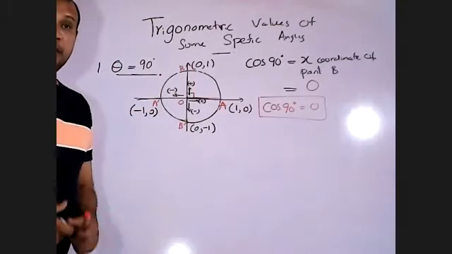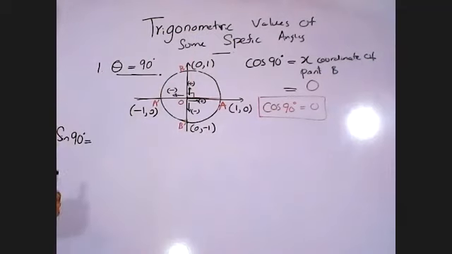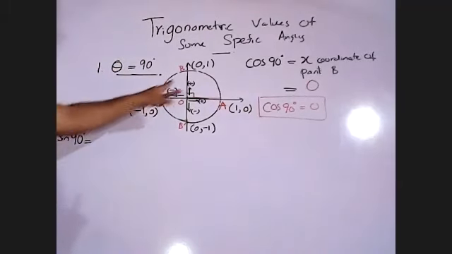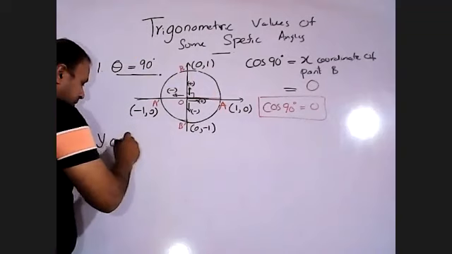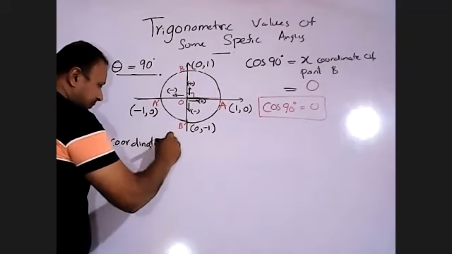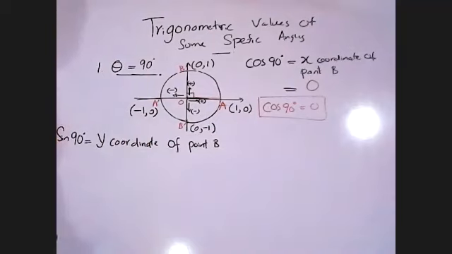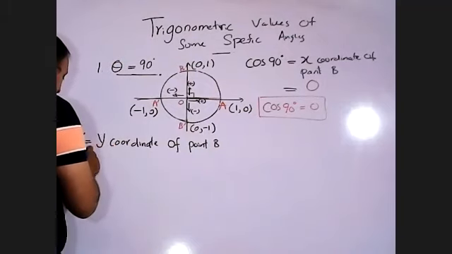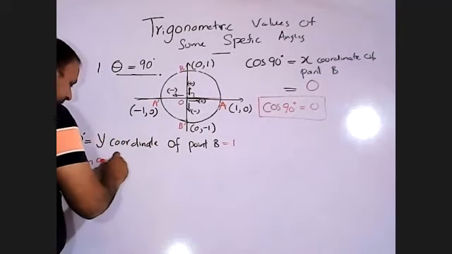Then sine 90. Tell me, what is sine 90? Sine 90 is equal to the y coordinate of point B. So what is the value of the y coordinate? It is equal to 1. Therefore, sine 90 is equal to 1.